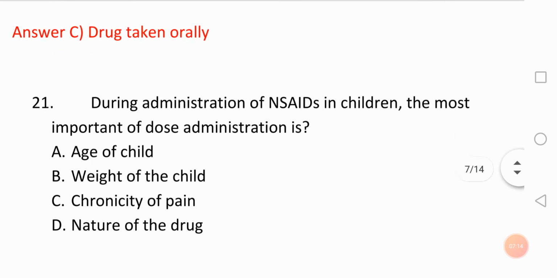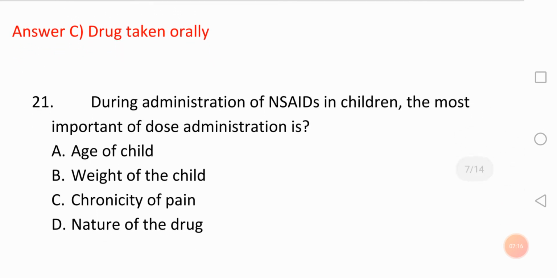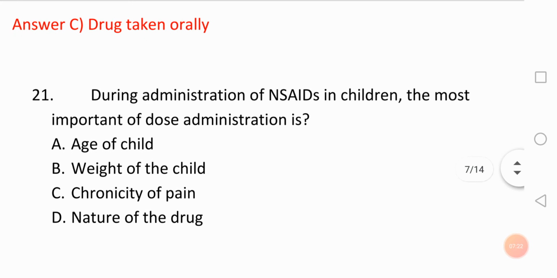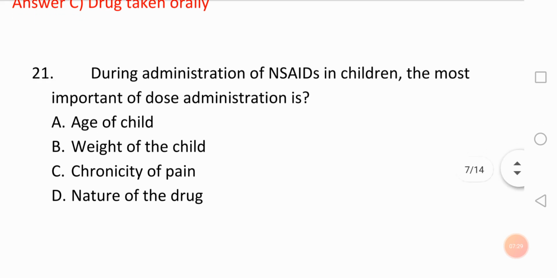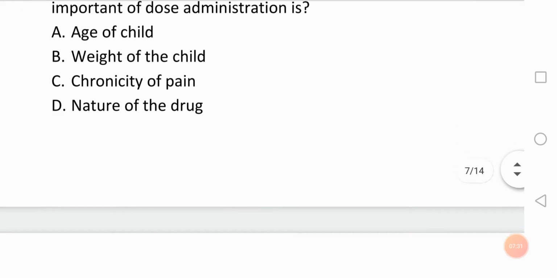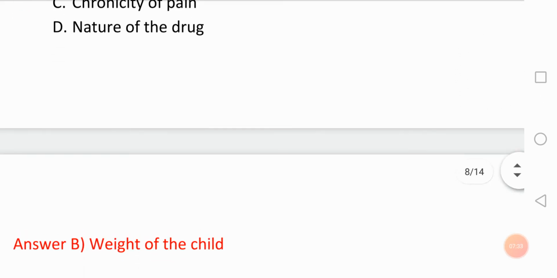21st question: during administration of NSAID in children, the most important dose determinant is A, age of child; B, weight of child; C, chronicity of pain; and D, nature of drug. The answer is B, weight of child.